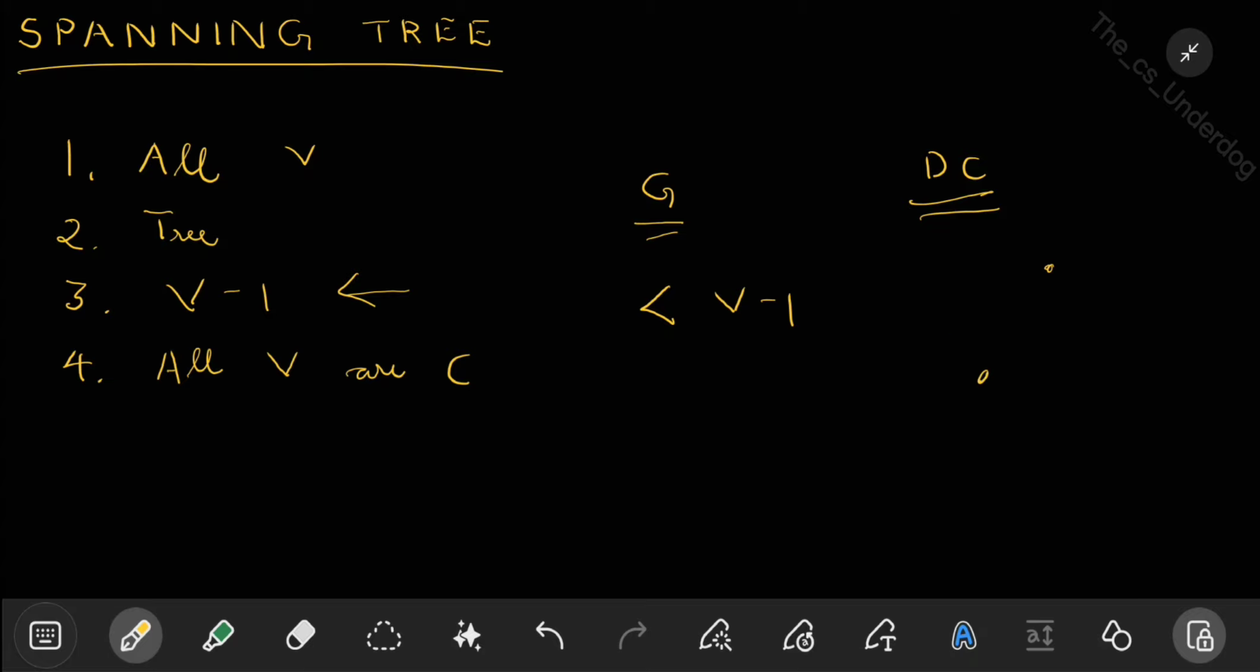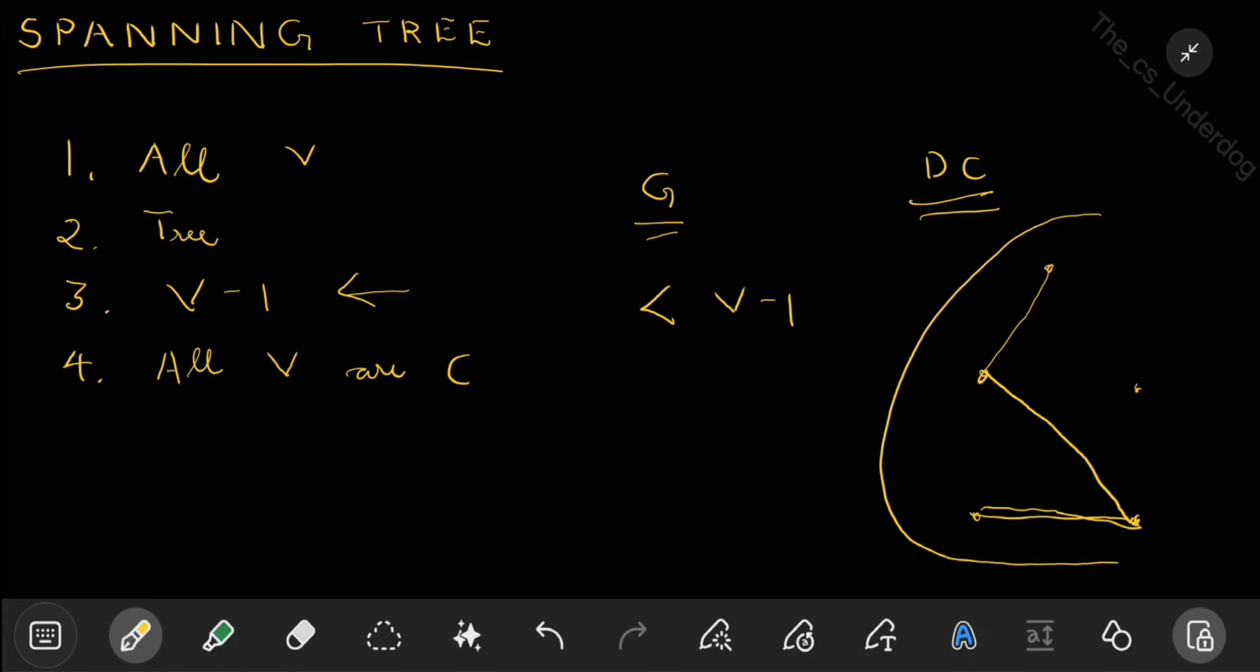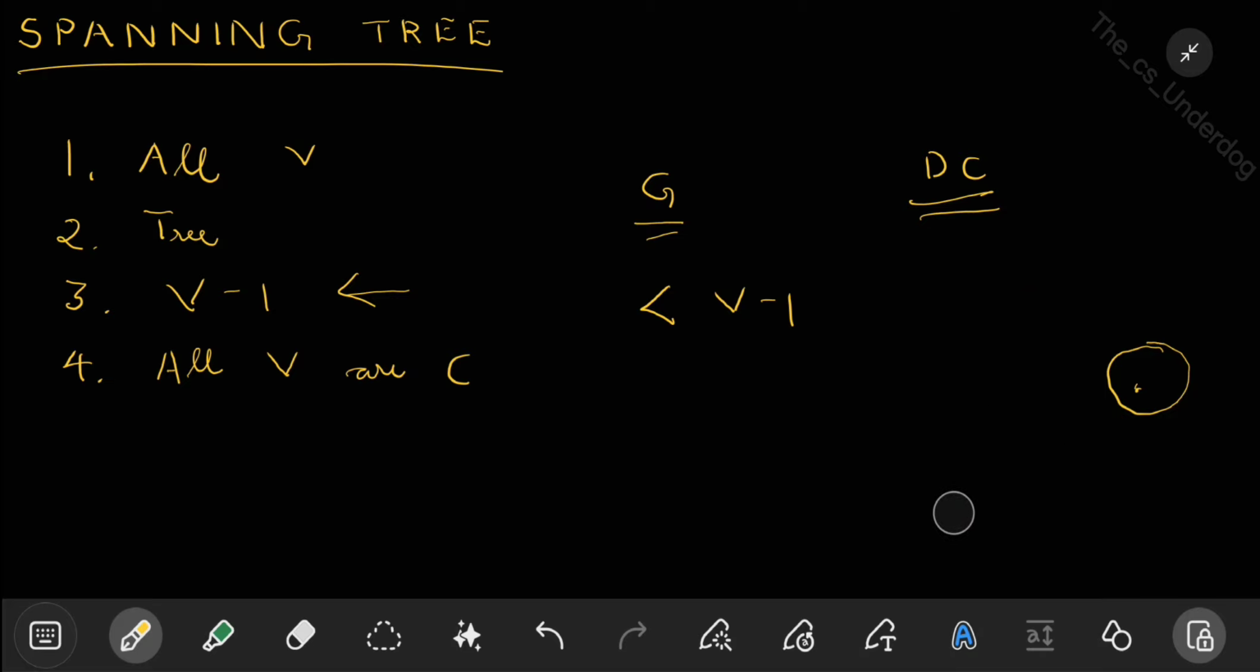For example, if we take this same graph which is having 5 vertices, let us say I am having less than v minus 1 edges, that is maybe 3 edges. So 1, 2, 3. So I am having 3 edges. So this graph is having one connected component as this, and this isolated vertex is a separate connected part. That's a disconnected part. So this is a disconnected graph. So whenever your graph is having less than v minus 1 edges, the graph is disconnected, which means no spanning tree exists for this graph.